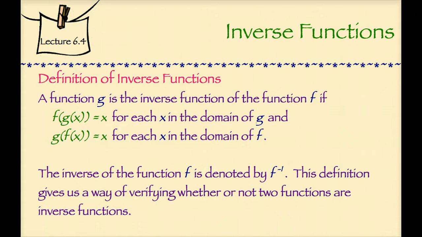A function g is the inverse function of the function f if f of g of x equals x for each x in the domain of g and g of f of x equals x for each x in the domain of f. In other words, if we compose the two functions and get x as the result, then the two functions are inverse functions of each other. The inverse of the function f is denoted by f inverse, f to the negative 1, and this definition gives us a way of verifying whether or not two functions are inverse functions.